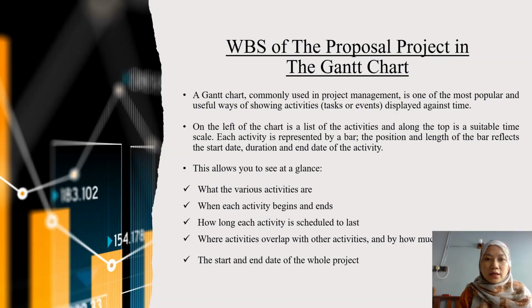We put all our activities, tasks, and events displayed in the Gantt chart. This allows us to see at a glance what the various activities are, when each activity begins and ends, how long each activity is scheduled to last, where activities overlap with other activities and by how much, and the start and the end date of the whole project.